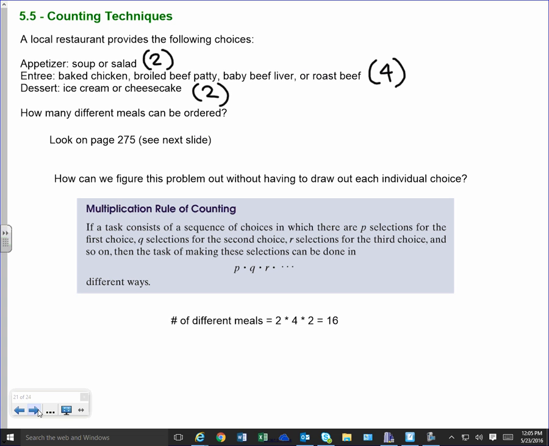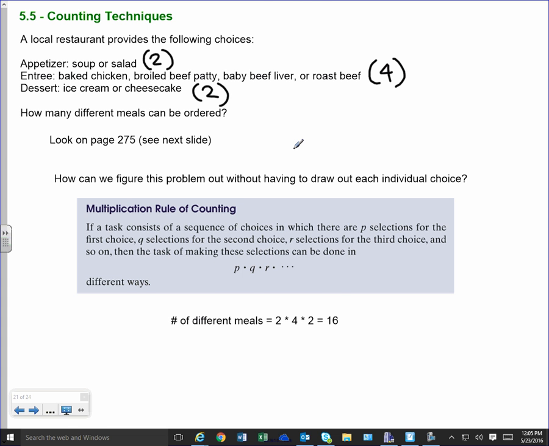All right, 5.5, we talk about counting techniques. All right, so counting techniques really just save us time. Okay, so let's say here a local restaurant provides the following choices: an appetizer, you can get soup or salad; the entree, you've got 4 different options; and the dessert, you have 2 options. How many different meals can be ordered?